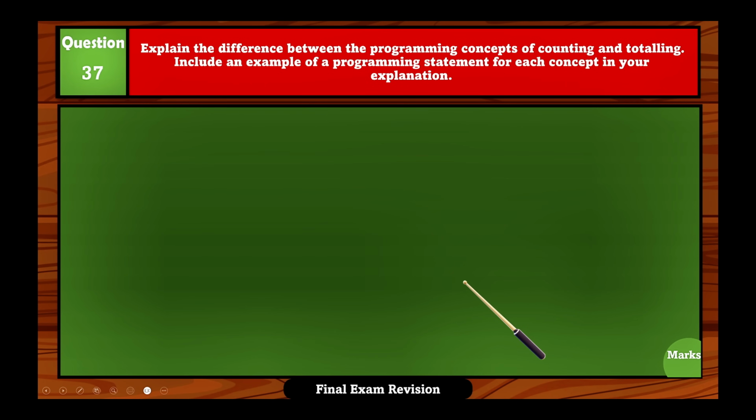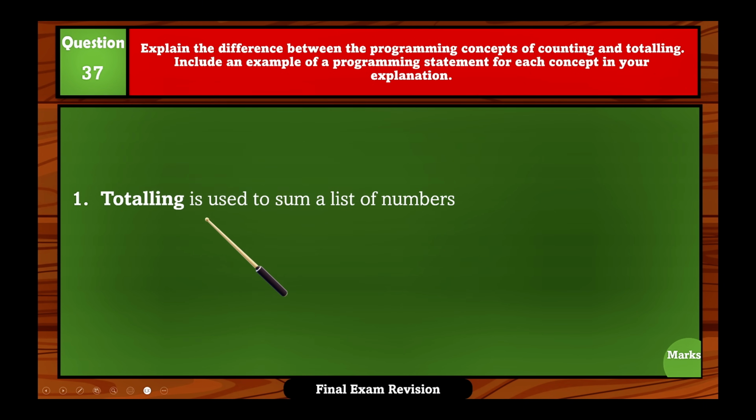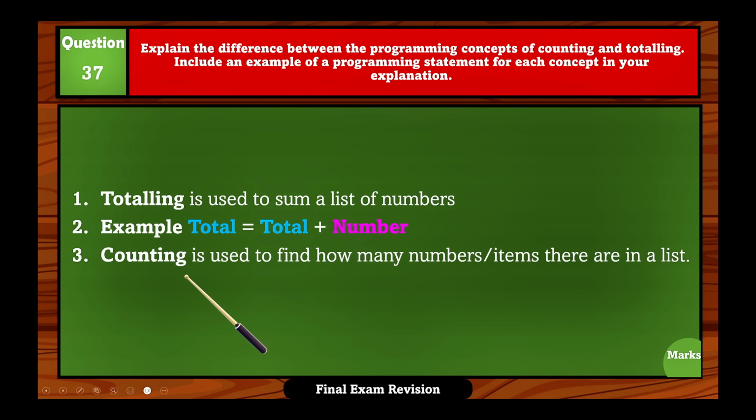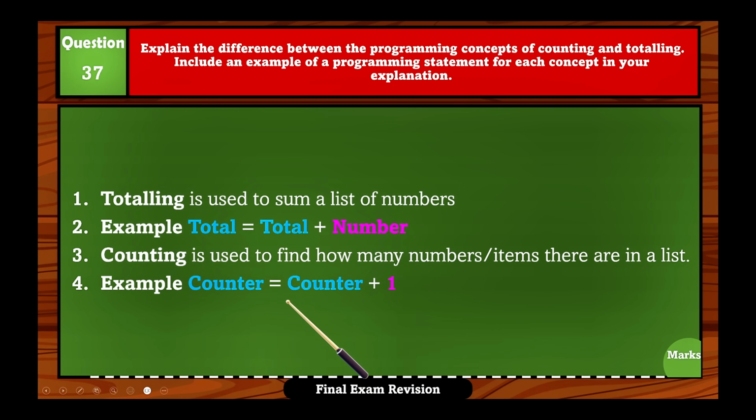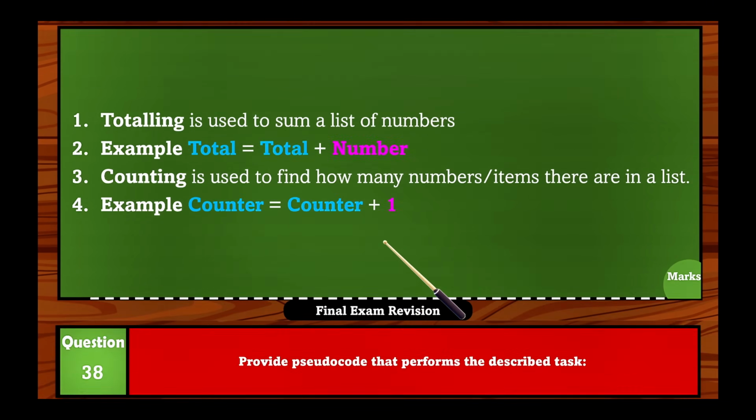Question 37, explain the difference between the programming concept of counting and totaling. Include an example of a programming statement for each concept in your explanation. So what is totaling? Totaling is used to sum a list of numbers. And here is an example: total equal to total plus number. What is counting? Counting is used to find how many numbers or items there are in a list. And how do you do the counting? Counter is equal to counter plus 1.